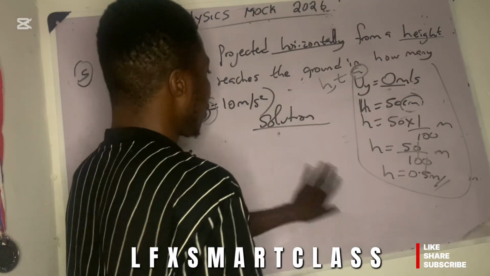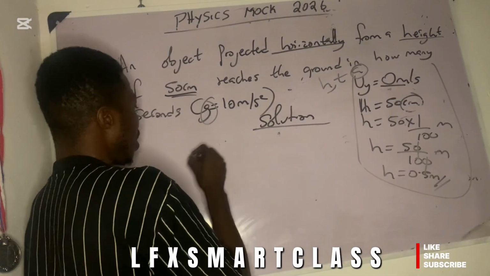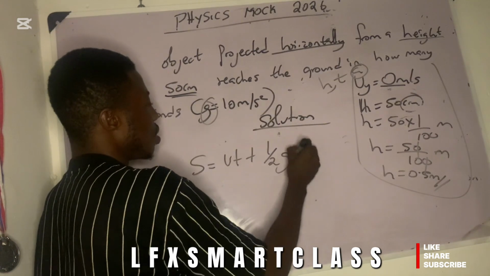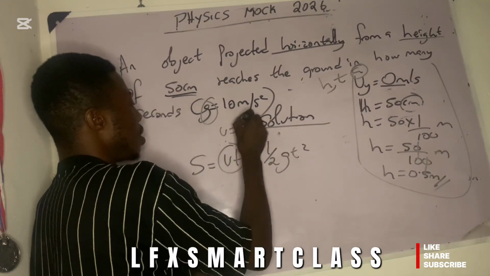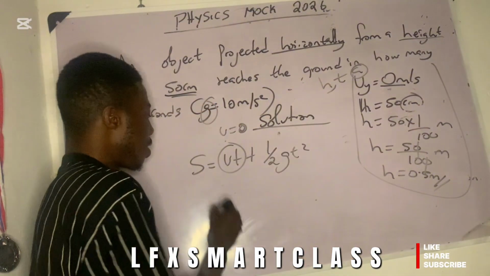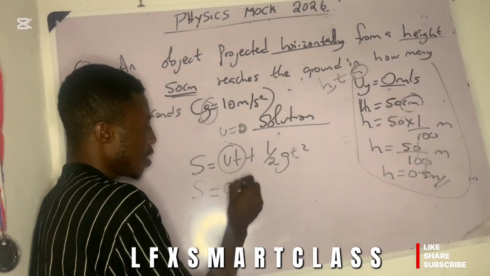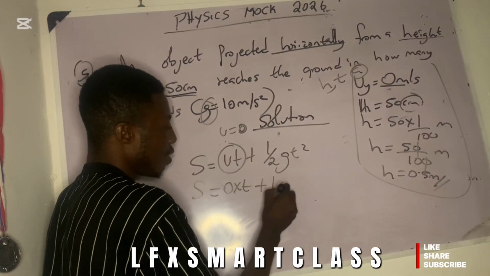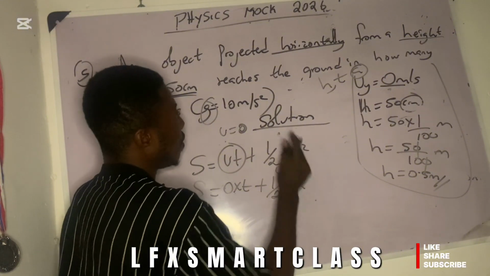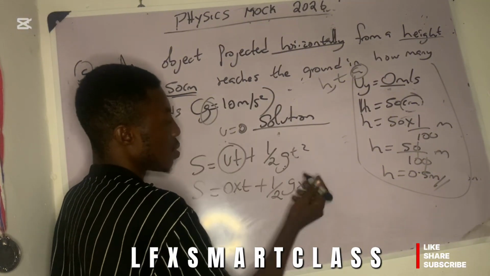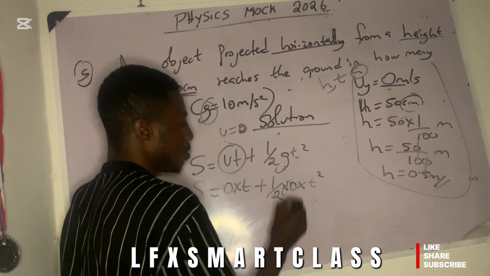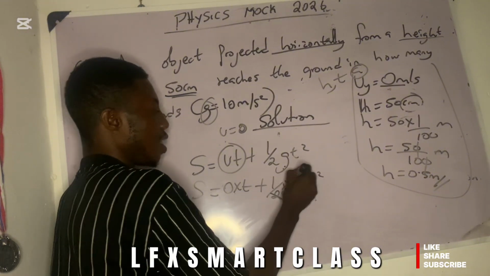So we have that s is going to be equal to ut plus half gt squared. Remember that my u is what? 0. My u is 0. So s is equal to 0 times t plus half g times t squared. What is our time here? That's what we're looking for. And our g now is 10. This half will cancel out 10. You have 5 remaining.